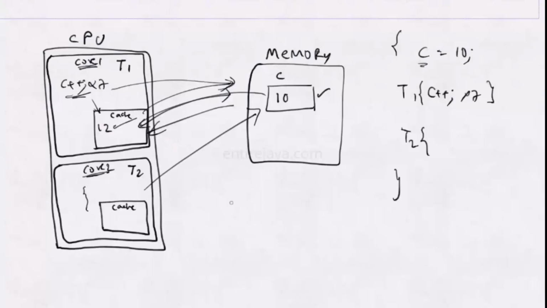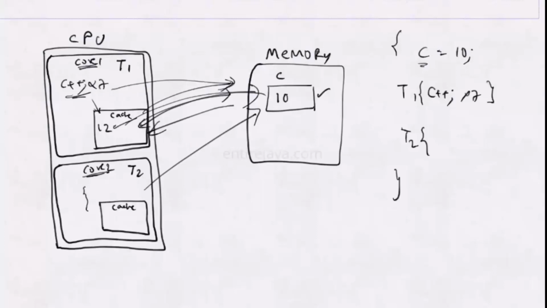So in this kind of mechanism, there is no guarantee when the OS will flush all the data in the cache back to the memory and then make the data available for thread 2. So the point I want to make here is thread 2 is not getting the updated value.